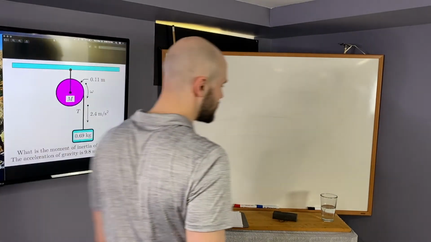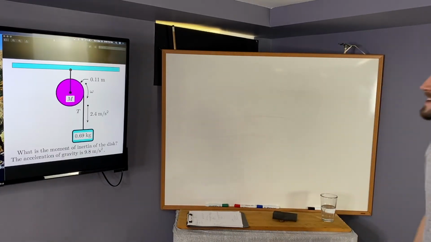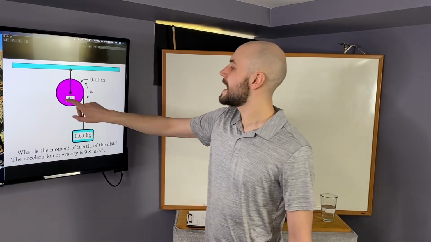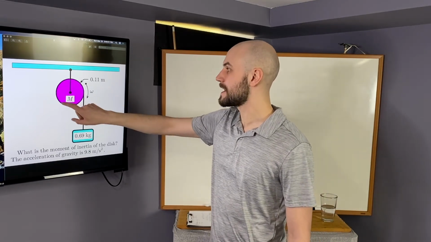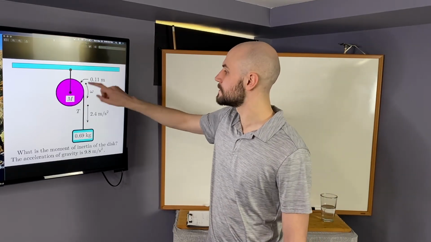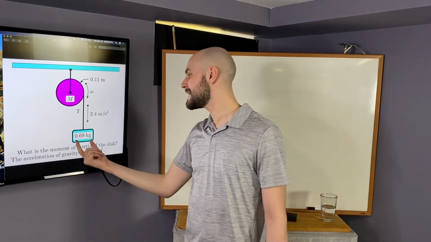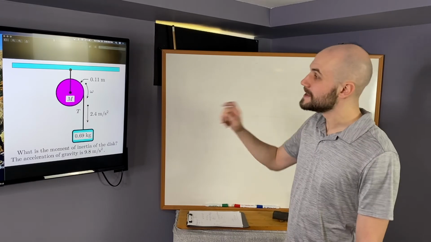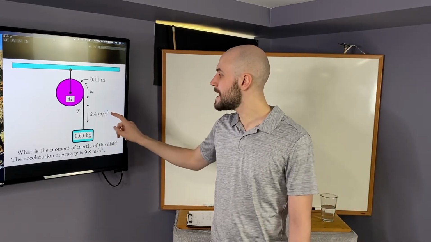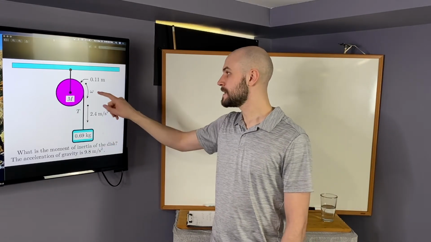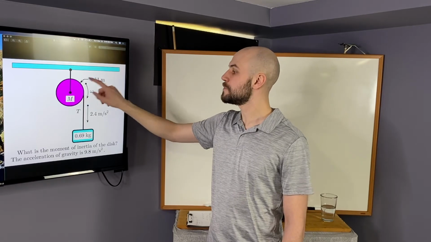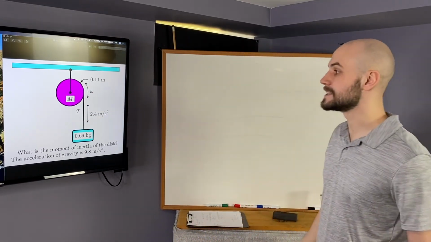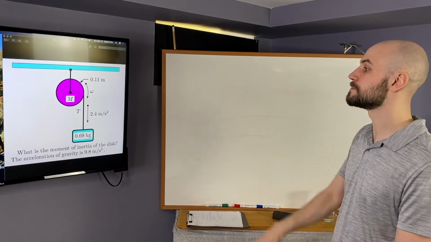All right, this is the last question I want to work out with you guys. Here, we have a situation where we have a disc. We kind of have this pulley with a rope wrapped around it. And we hang a mass on the end of the rope, and then we let the mass go. They tell us how much the mass accelerates downwards. They tell us the radius of this pulley, and we want to find the moment of inertia of this disc, of this pulley system here based on the given information.